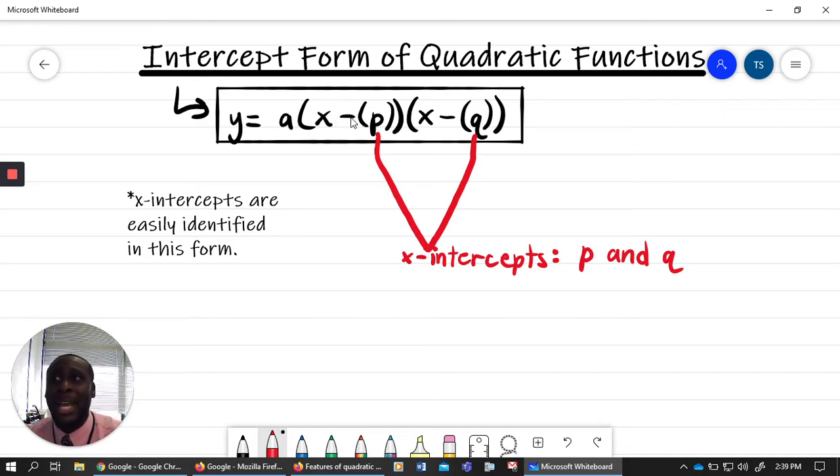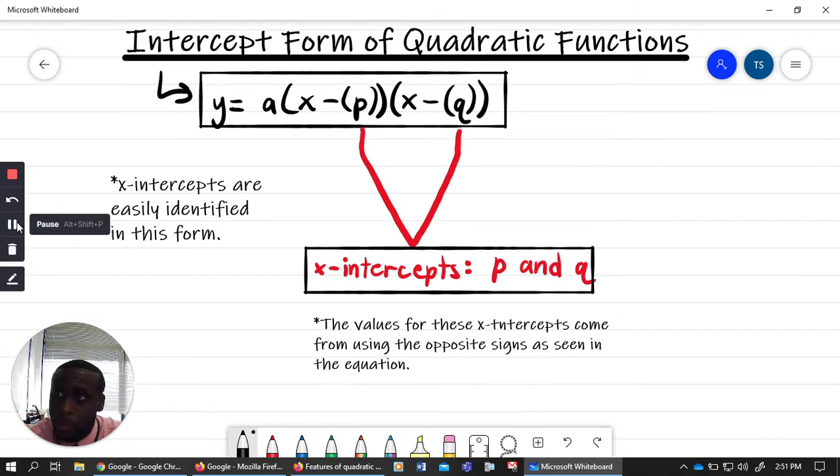What that minus sign means for p and q is that you have to take the opposite sign. You've got to use the opposite sign of whatever you see in the intercept form when you're identifying the value of p and the value of q. And of course, I'm going to show you an example. So your x-intercepts are p and q, and the values for those x-intercepts come from using the opposite sign of what you see in the equation.